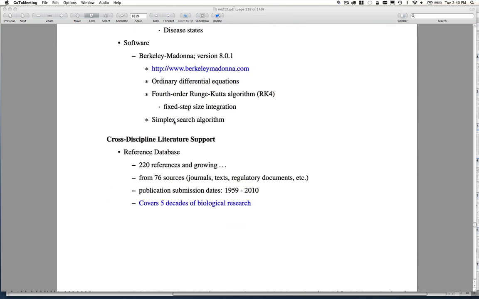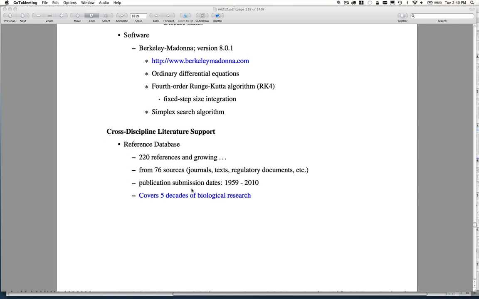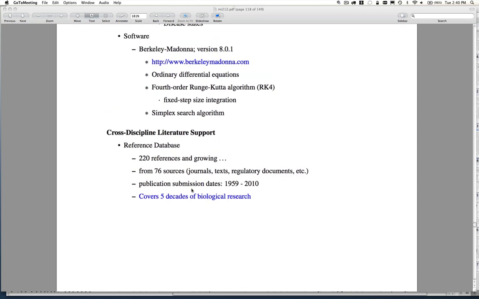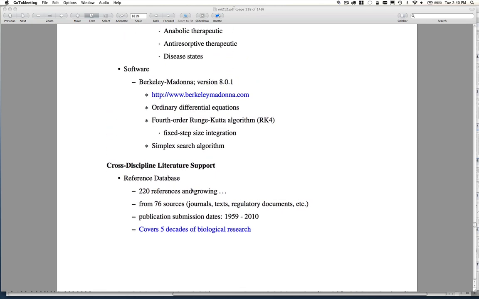There was also a huge literature review that was undertaken as part of this model development. Over 200 references, probably much more than that now. Numerous data sources, journals, regulatory documents, textbooks, etc. Publications dating back into the 1950s. And so really numerous decades, 5 decades at least, of biological research that went into the model.